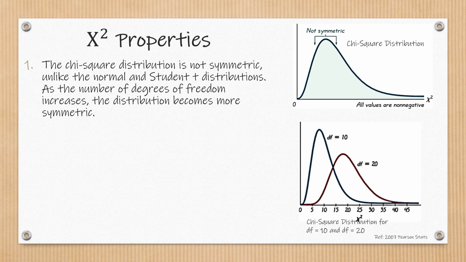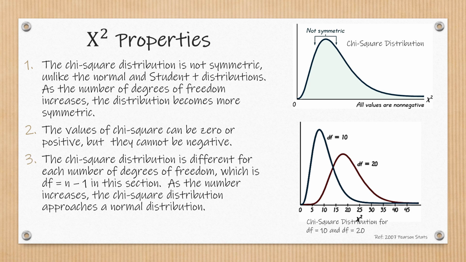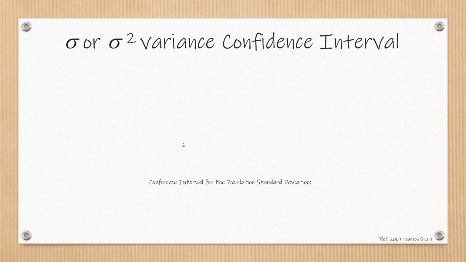As the number of degrees of freedom nu increases, the distribution becomes more symmetric. The values of the chi-square can be 0 or positive, but they can never be negative. And the chi-square distribution is different for each number of degrees of freedom, where the degrees of freedom, df, or nu, is equal to n minus 1. As the number increases, the chi-square distribution approaches the normal distribution.